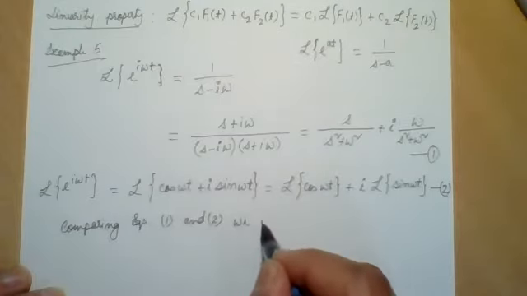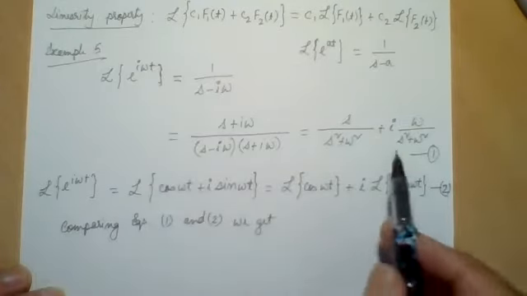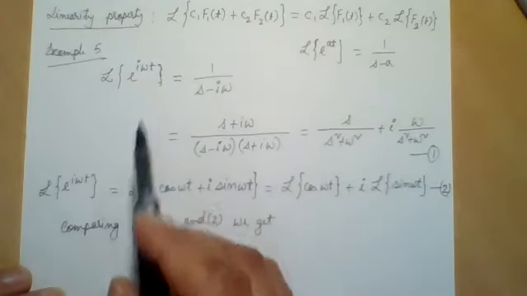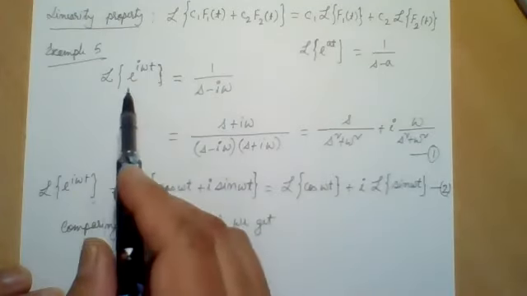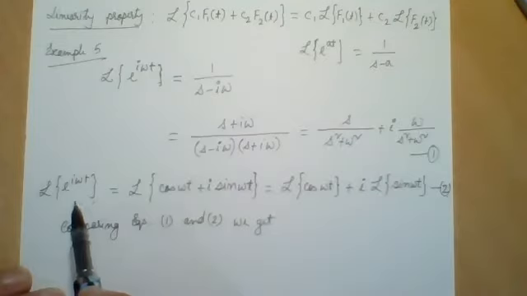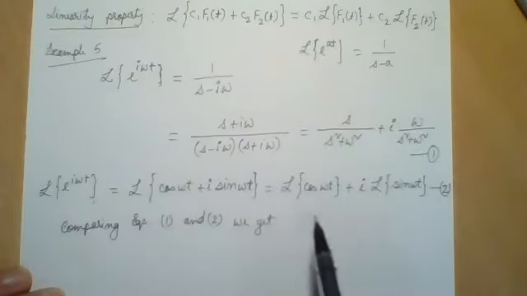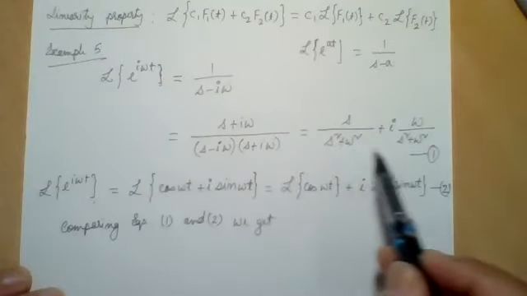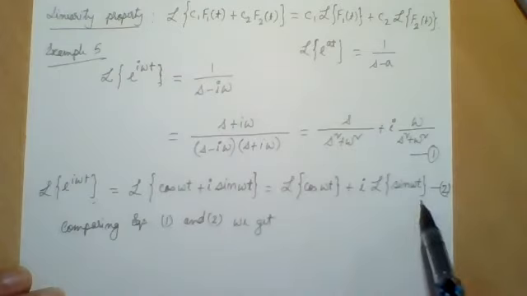What do we get? This is equation 1. This is equation 2. The left hand sides of equation 1 and 2 are the same. That is the Laplace transform of e to the power i omega t. So the left hand sides of equations 1 and 2 are the same, so the right hand sides should also be the same. That means this expression should be equal to this expression.